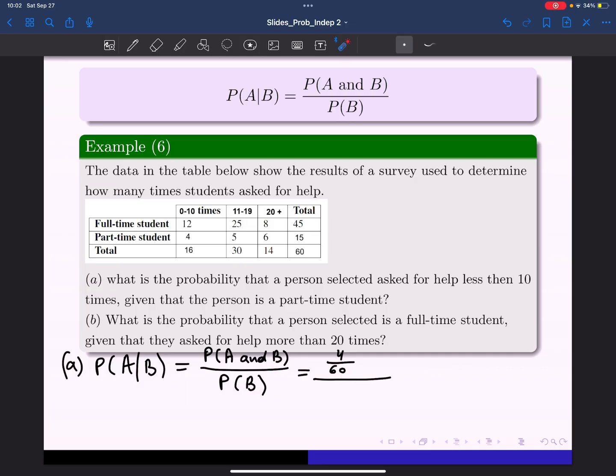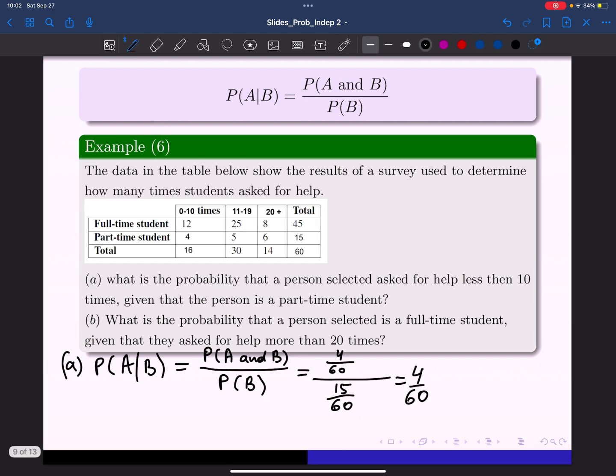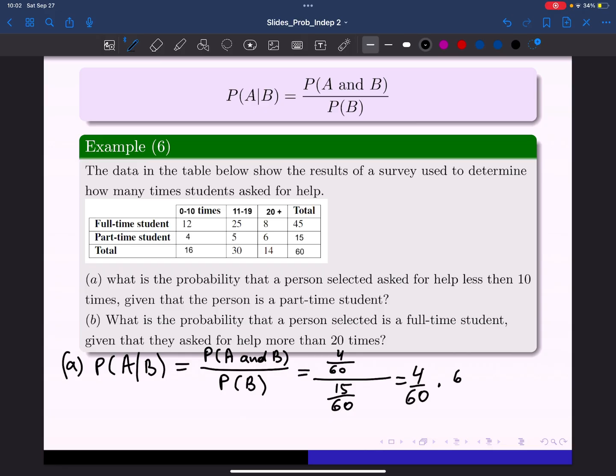Now part B, the person is a part-time student. So we need to check how many part-time students we have. We have 15 out of the total number, so this is 15 out of 60. And this we can solve: this is 4 out of 60. To divide by a fraction means multiply by its reciprocal. So we multiply times the flipped second one, which is 60 out of 15. And then the 60 and 60 can reduce. So this is equal to 4/15. So this probability is 4/15.